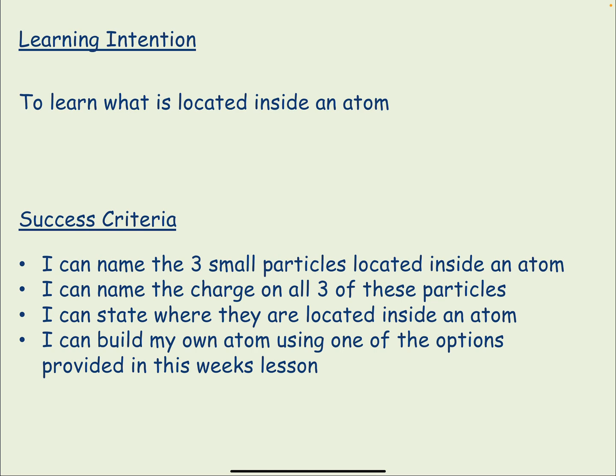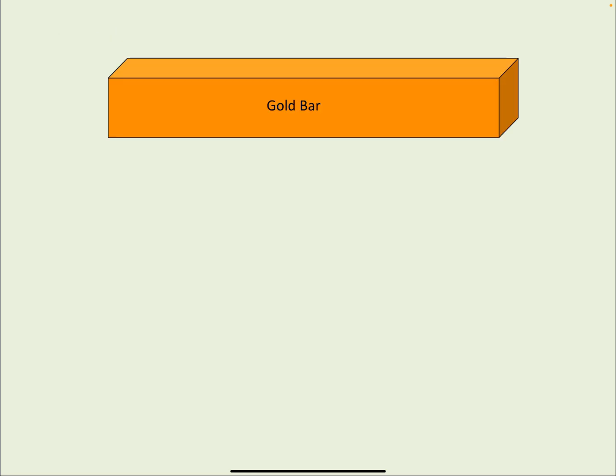You should be able to tell me the charge on them, so are they positive, do they have a negative charge, or do they have no charge at all? You should be able to tell me their location, so where you could find them inside an atom, and then we're going to start to build our own atom using some of the options in your OneNote this week. There's a bit of software there you could use. If that's not working, then you can maybe build your own with materials you have in the house.